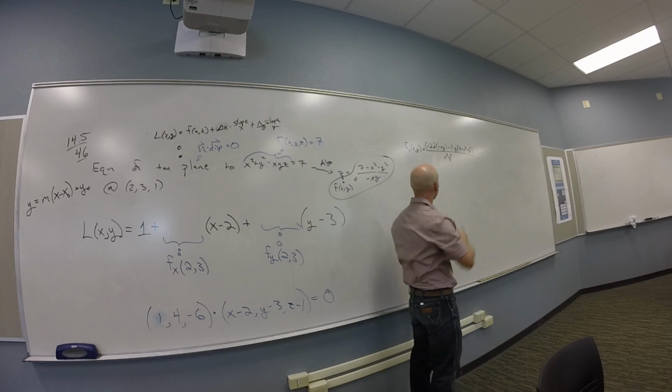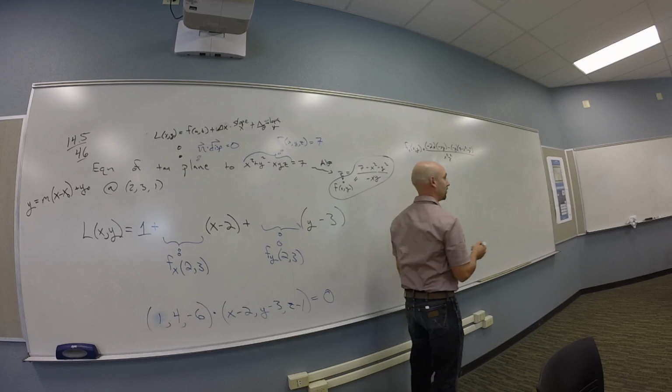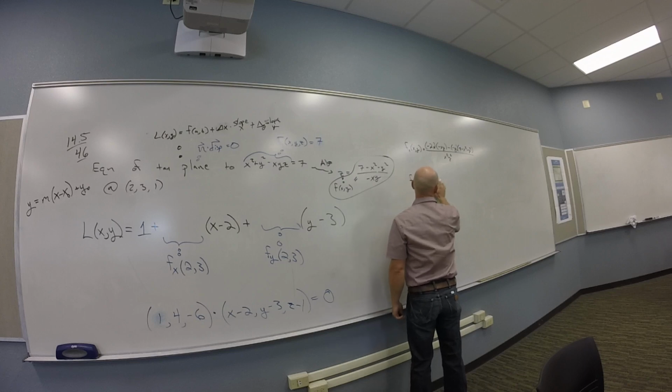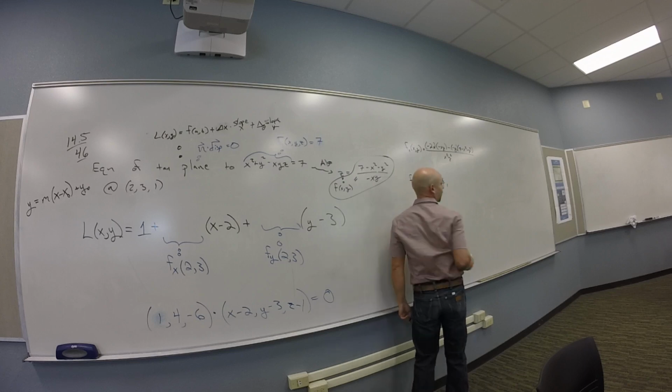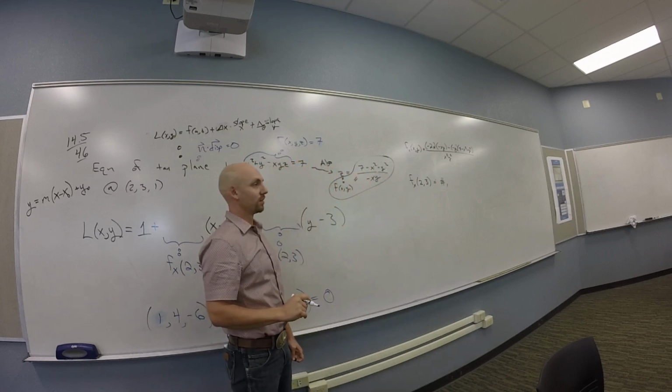Okay? And then I need to evaluate this at (2, 3), right? Yeah, so you plug numbers in here. So you get fx at (2, 3) equals number 1, whatever you get. I trust that you all can do that.